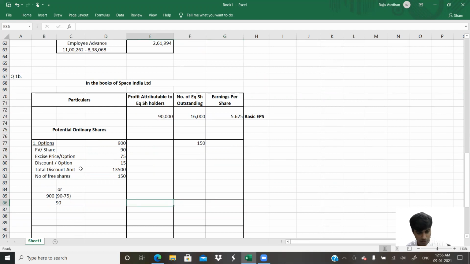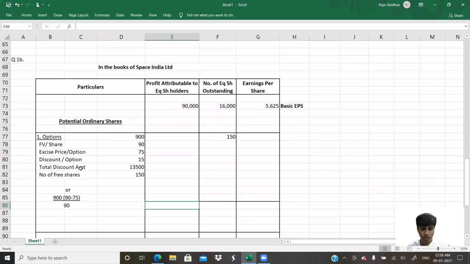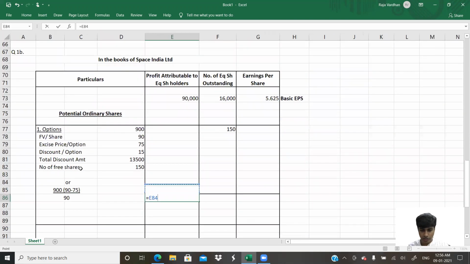Okay, fine. Now, in this case, how much will be the profits? Profit attributable to equity shareholders will be 90,000 only. No less, no plus, isn't it? 90,000 always. So how many options will be there? Options will become 16,000 plus 150 options, 16,150 options. So how much will become our EPS? This is our diluted EPS.